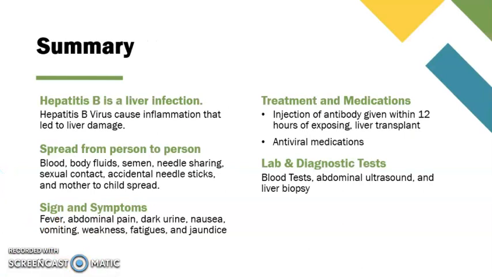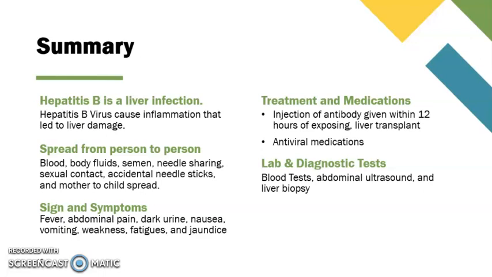Here is a summary of this presentation. Hepatitis B is a liver infection. Hepatitis B virus causes inflammation that leads to liver damage, and it can spread from person to person through blood, body fluid, semen, needle sharing, sexual contact, accidental needle sticks, and mother-to-child spread. The signs and symptoms include fever, abdominal pain, dark urine, nausea, vomiting, weakness, fatigue, and jaundice.